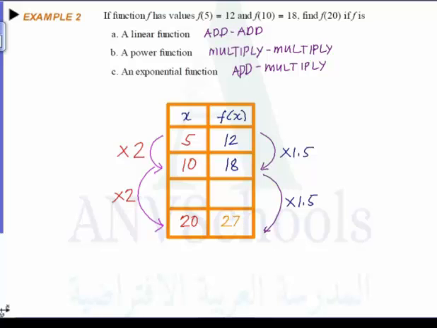So notice how the f of x values change with respect to whether the given table is assumed to be a linear function, or a power function, or an exponential function. So if our function is a power function, then our f of 20 is definitely 27.